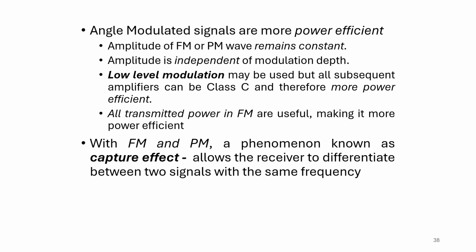So with FM and PM, there is a phenomenon known as the capture effect. So what is the capture effect? This allows the receiver to differentiate between two signals having the same frequency. Okay, so we call that ghost frequency. So FM and PM have a capture effect. Therefore, the receiver has the capability of differentiating between two signals having the same frequency.